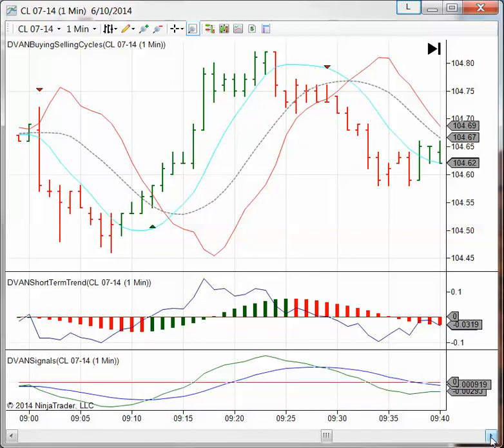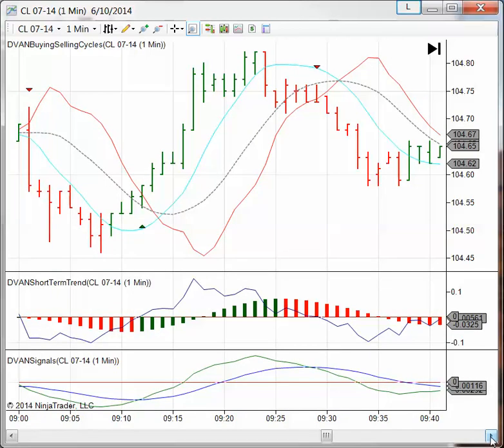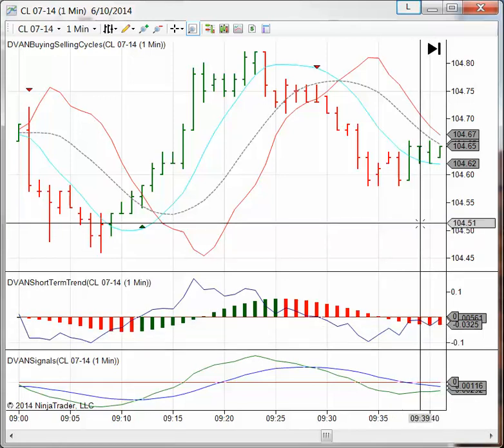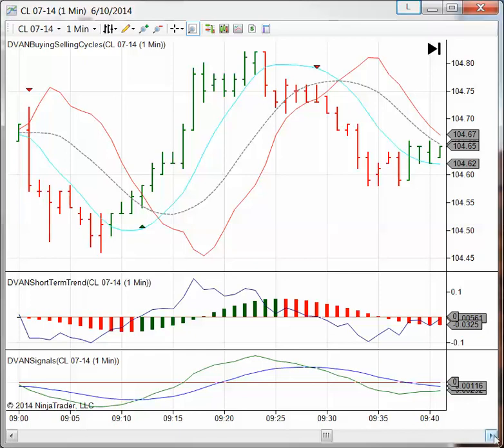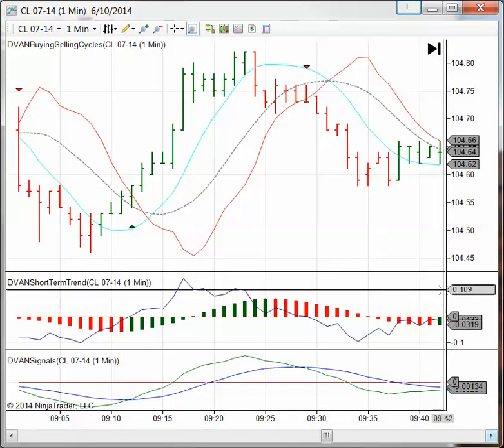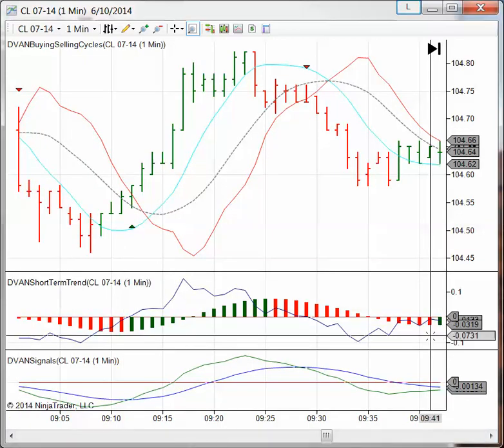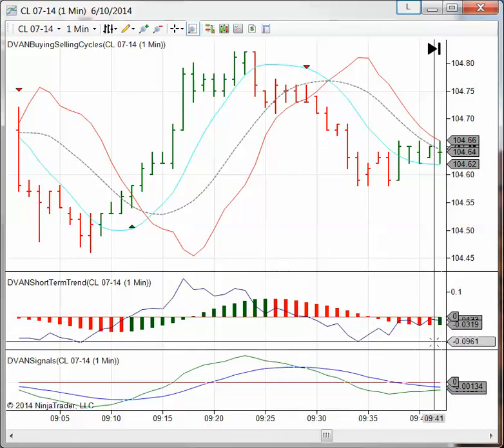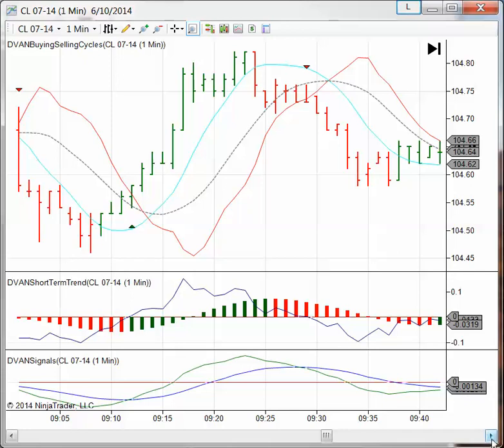Next minute, much of the same. Next minute, the leading line staying within the histogram. This is showing nice consolidation. We're primed and ready if we get a buy signal. The change here is that the short-term trend has gone from red to green, meaning that there's further indication that we're moving from a bearish cycle to a bullish buying cycle.